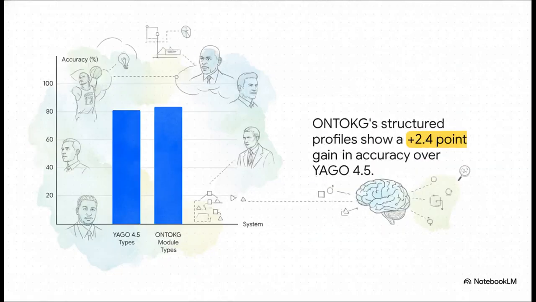And this stuff gets real, measurable results. Let's take entity disambiguation, which is just the task of figuring out if you're talking about Michael Jordan, the basketball player, or Michael B. Jordan, the actor. Well, the OntoKG system outperforms the previous best system, Yago 4.5. You can see right here in the chart, it gets a 2.4 percentage point bump in accuracy. And in this field, that is a really big deal.